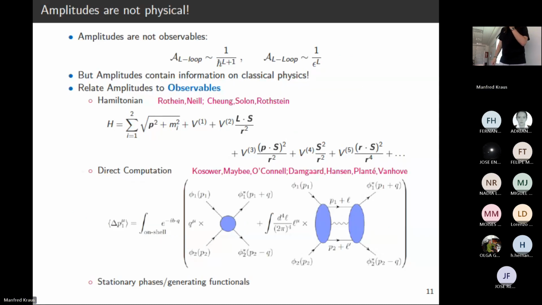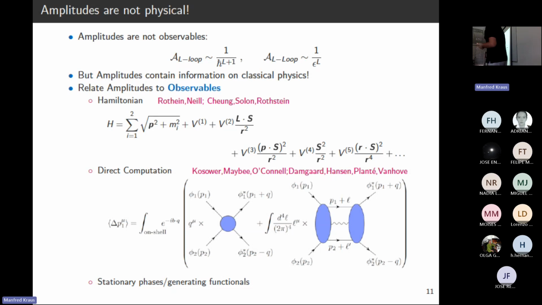Okay, then how do we make the connection to scattering amplitudes now? First of all, one should keep in mind that in quantum field theory, scattering amplitudes are very nice objects. They have a lot of mathematical structure, but amplitudes themselves are not physics. Amplitudes themselves are not observable. For example, if you look at an L-loop Feynman diagram or amplitude, it will typically scale like 1 over h bar to the L plus 1. That means you have a lot of quantum or even what we call super classical terms.